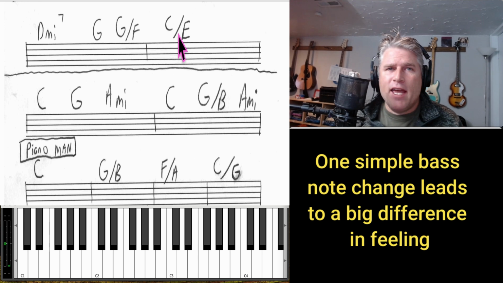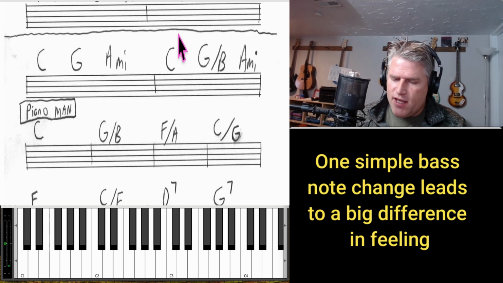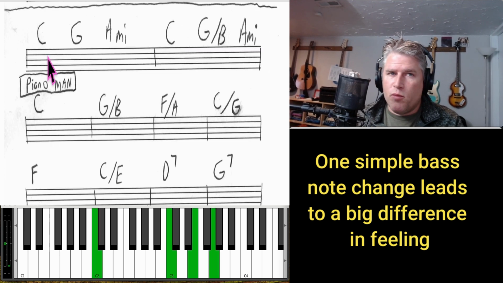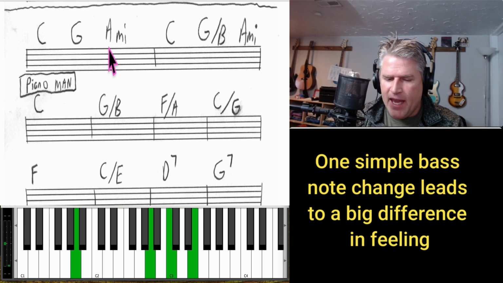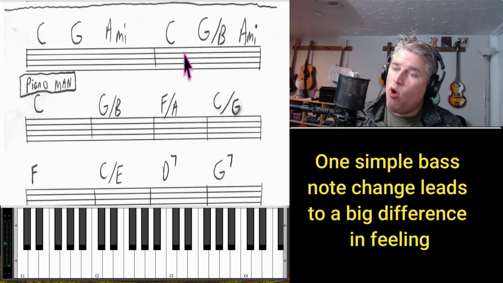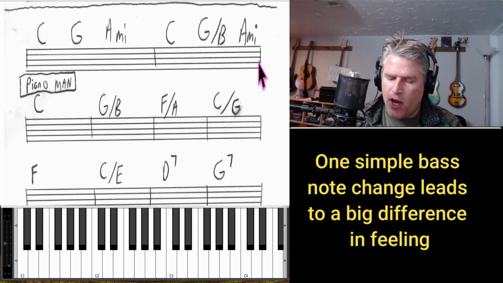So let's give an example. If we're in C, there's that epic 80s walk down. So if the chord progression is C, G, A minor, in the 80s it would be C, G over B, which is the major third to A minor.